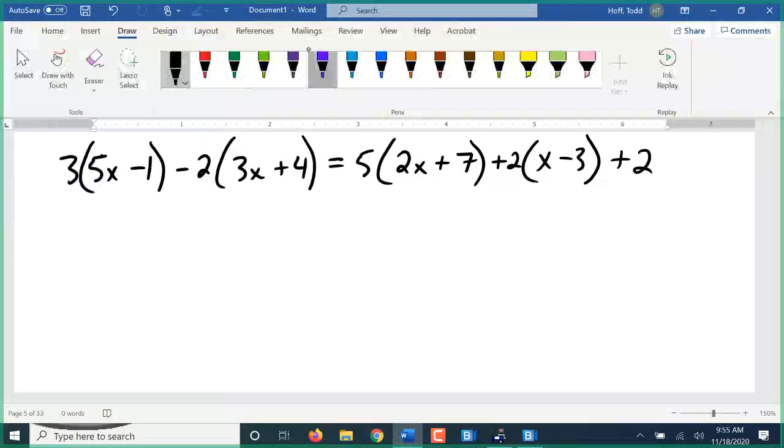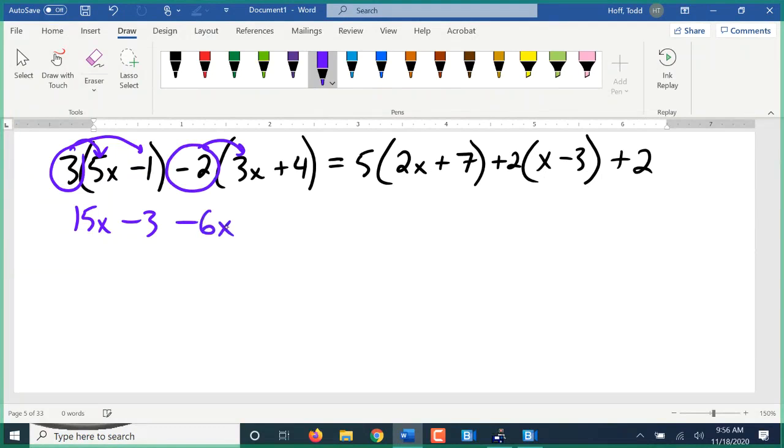We're going to start on the left side, combining what we can combine. Nothing to do inside that parentheses, so we're going to multiply by 3. 3 times 5x is 15x. 3 times negative 1 is a negative 3. Here, negative 2 times 3x is negative 6x. Negative 2 times 4 is a negative 8.